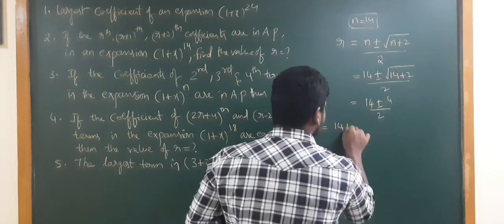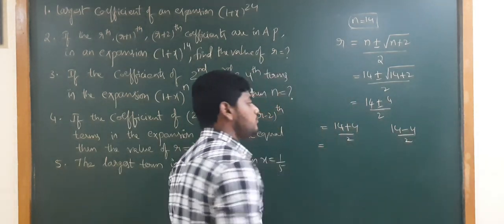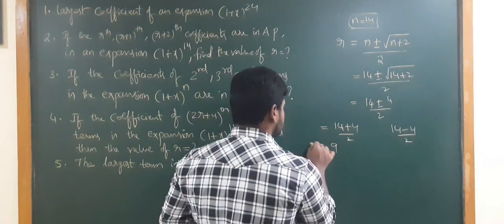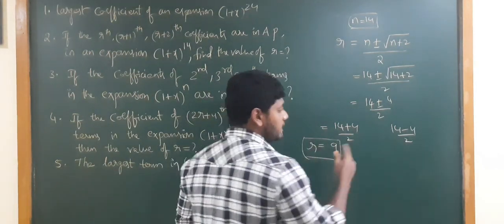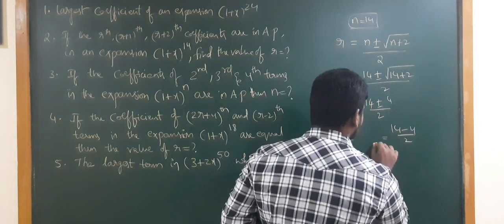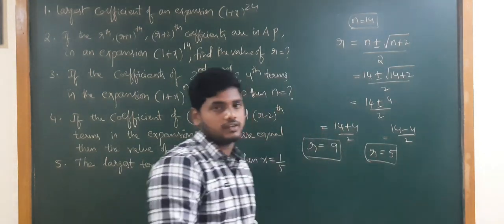One is (14 plus 4) by 2 and the other is (14 minus 4) by 2. So 14 plus 4 is 18, 18 by 2 is 9. So we got the value 9, and also 14 minus 4 is 10, 10 by 2 is equal to 5. So our values are 9 and 5.